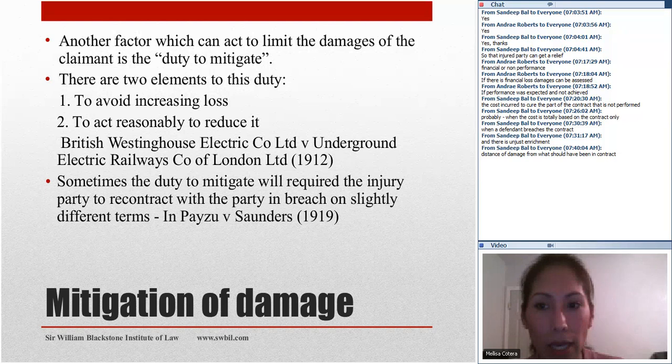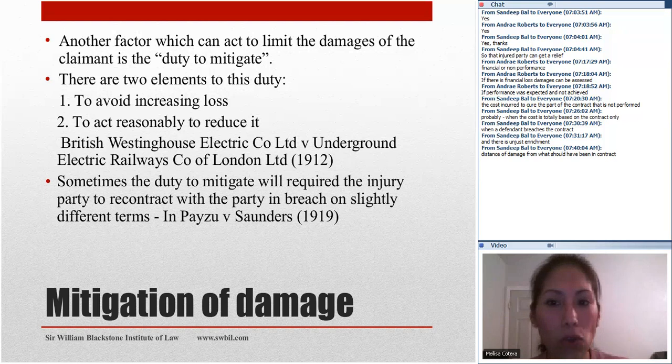Okay? So here we can see that when the other party delivered the defective turbines, Underground decided to buy more expensive turbines, and they wanted to recover the loss that they incurred because of buying these expensive turbines. But the court said no, you cannot recover on this because you should have taken reasonable steps or acted reasonably to reduce your damages or to avoid increasing loss.